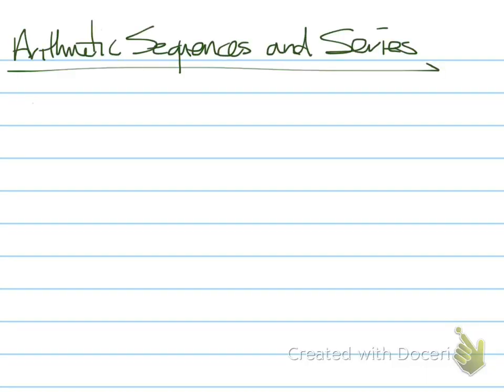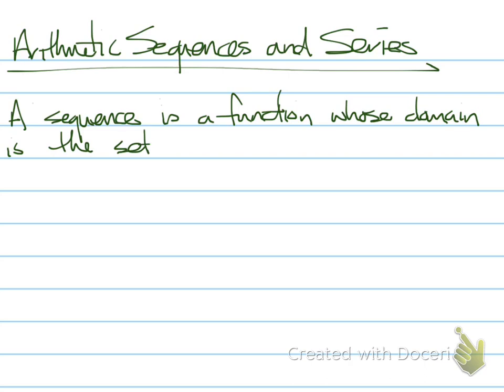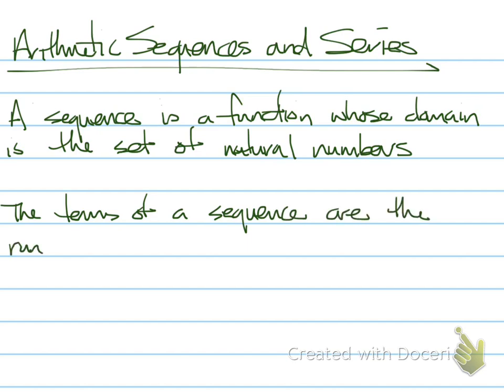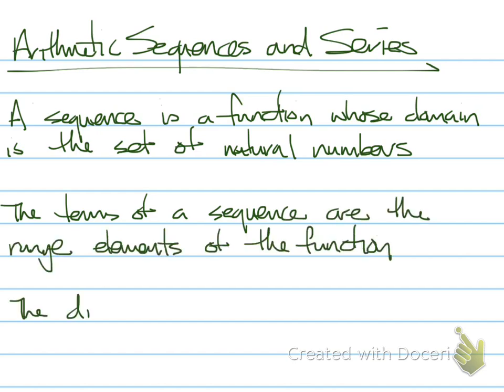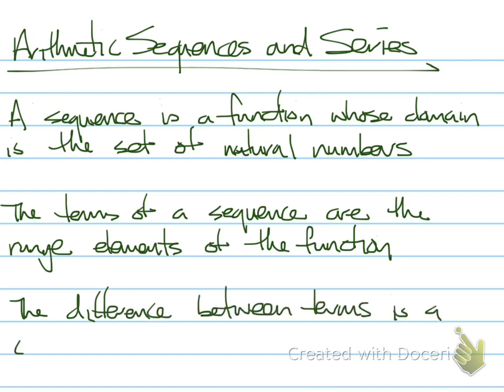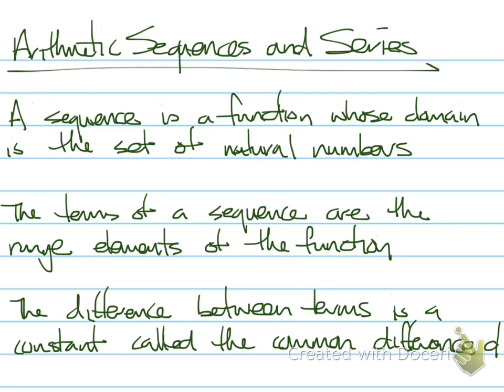All right, this lesson is on arithmetic sequences and series. A sequence is a function whose domain is the set of natural numbers, the counting numbers. The terms of a sequence are the range elements of the function, and the difference between the terms is a constant called the common difference.